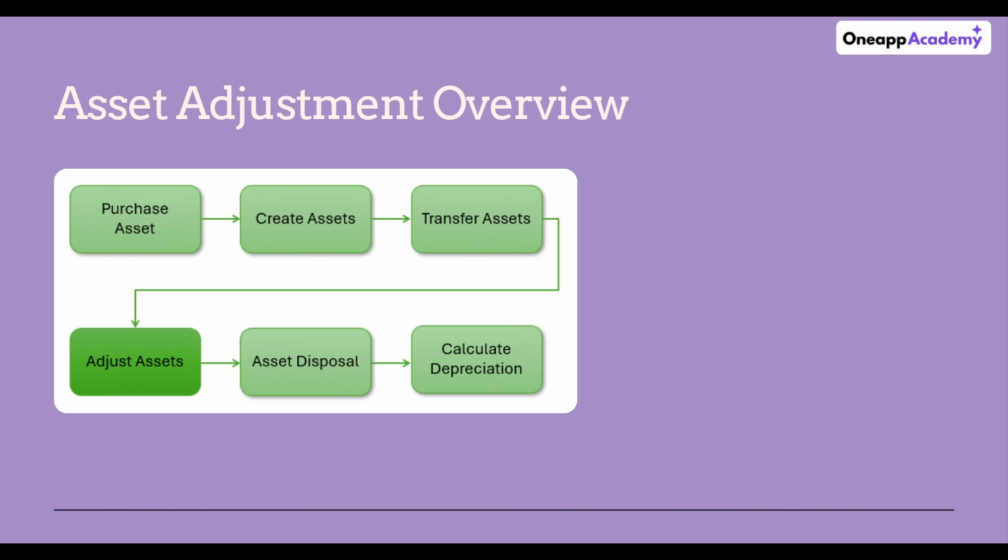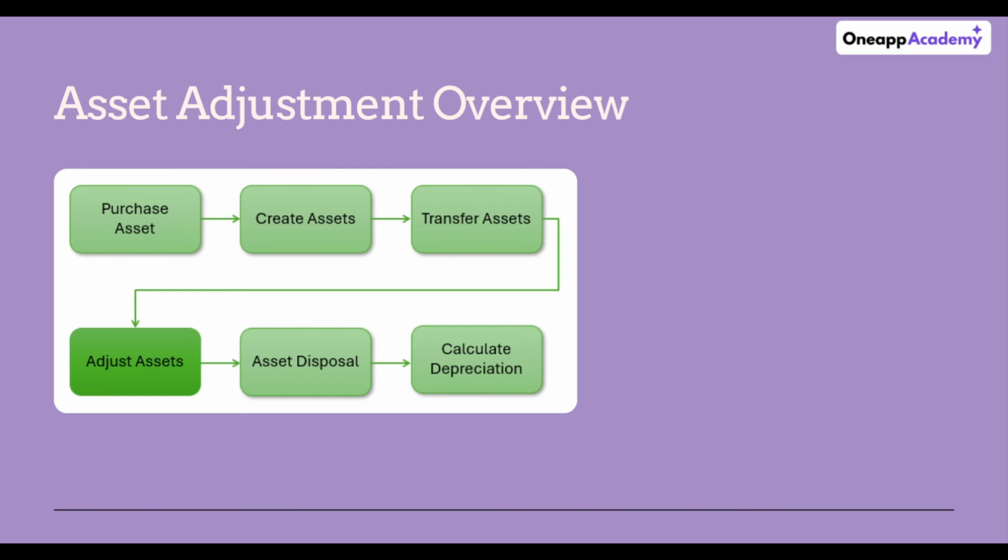And this brings us on to the adjusting side. So it's important to understand that over time we may need to change the way the asset is recorded. And we call this adjusting assets, whether it's updating financial information or changing asset category, even modifying the quantity of the units or correcting errors. This step ensures that the asset is recorded with the most up-to-date information.